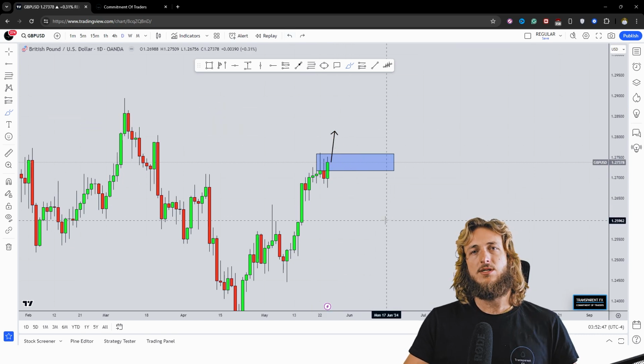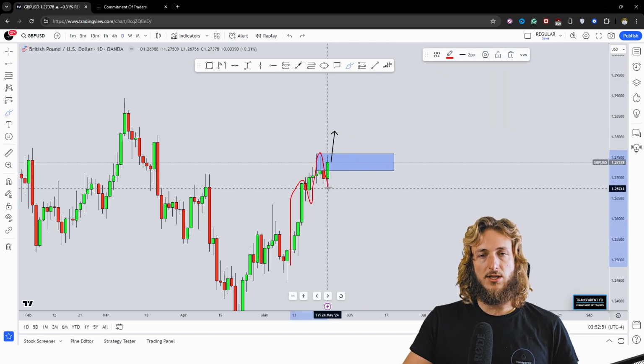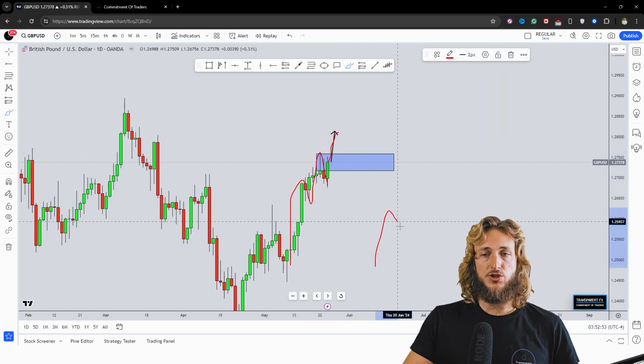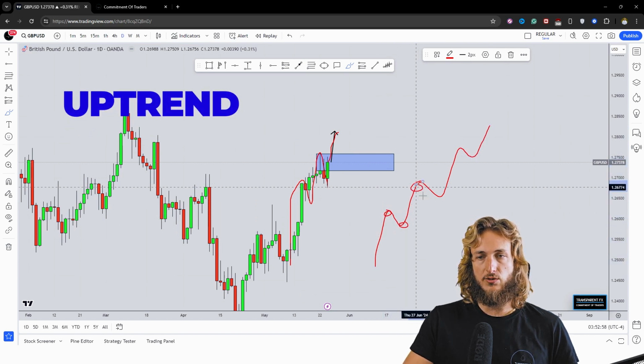Why do I say continuing with the bullish trend? Because clearly the market is currently creating higher highs and higher lows, which is what you would expect in an uptrend, right? In an uptrend, you want to see the market creating higher highs and higher lows.